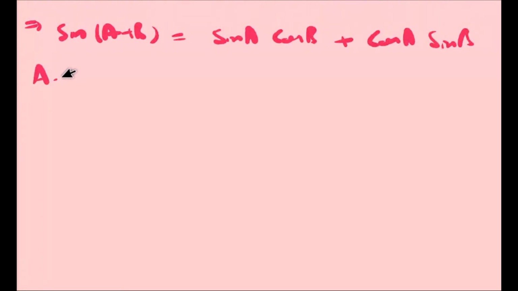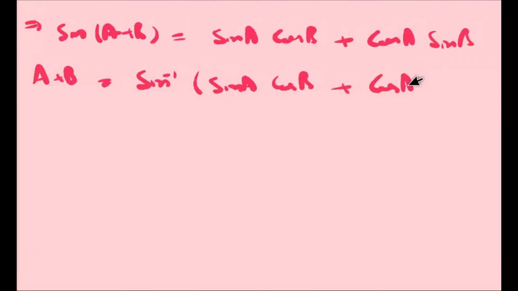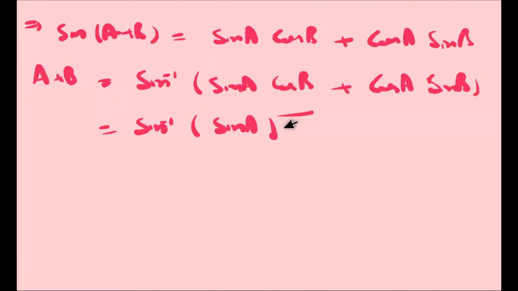So we can say A plus B equals sine inverse of (sine A cos B plus cos A sine B). Now if we say sine A is x and sine B is y, then what about cos B? We can write sine inverse sine A, cos B as under root 1 minus sine square B, plus cos A as under root 1 minus sine square A, sine B.